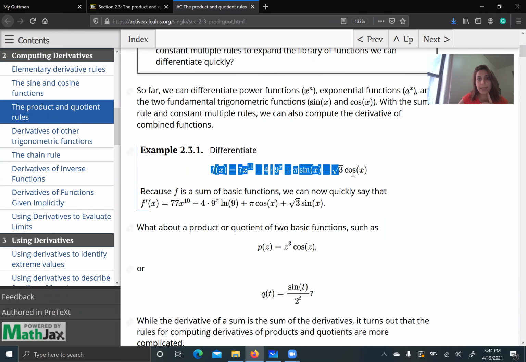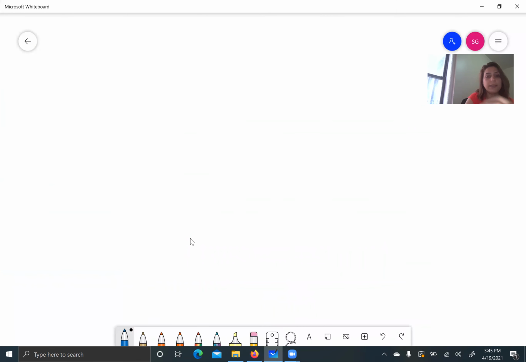This function is given, and as you can see, the first part, 7x to the 11, is a power function. Then there is a subtraction, and here we have an exponential function, a sine function, and a cosine function. So it's a combination of basic functions that we learned. And we also learned how to take the derivative of such a combination. So as a warm-up, let me show you quickly how to take the derivative. This is just a warm-up example.